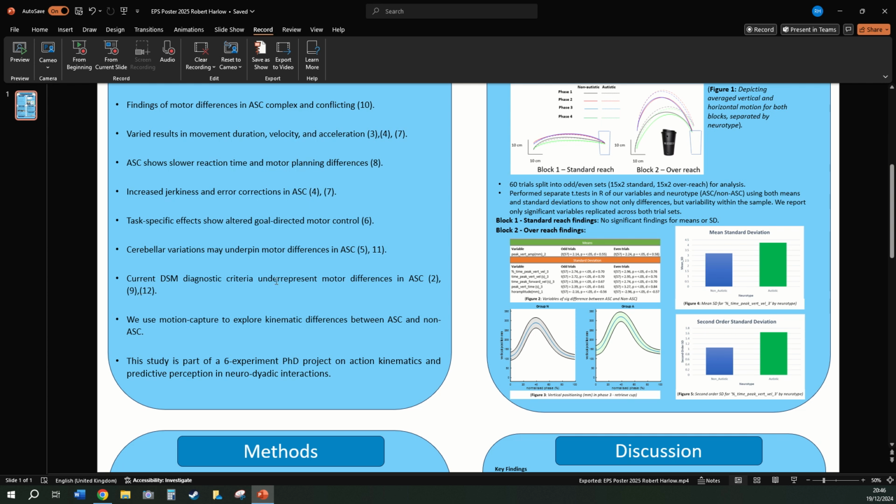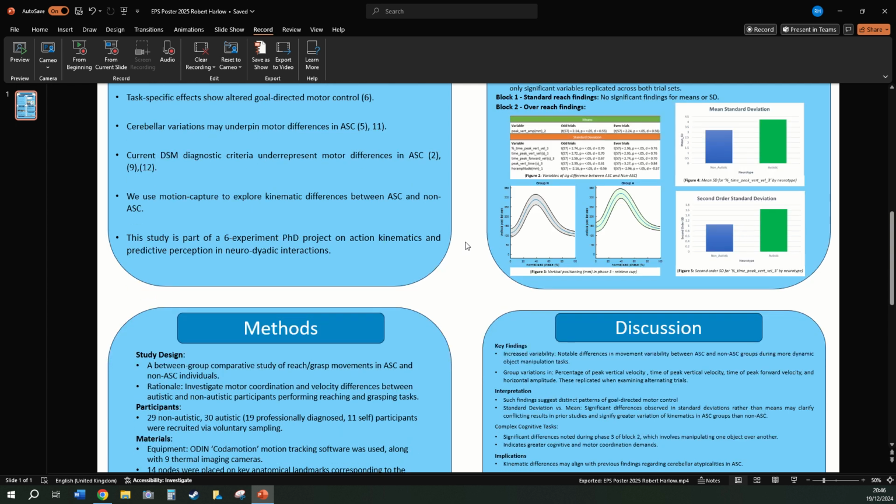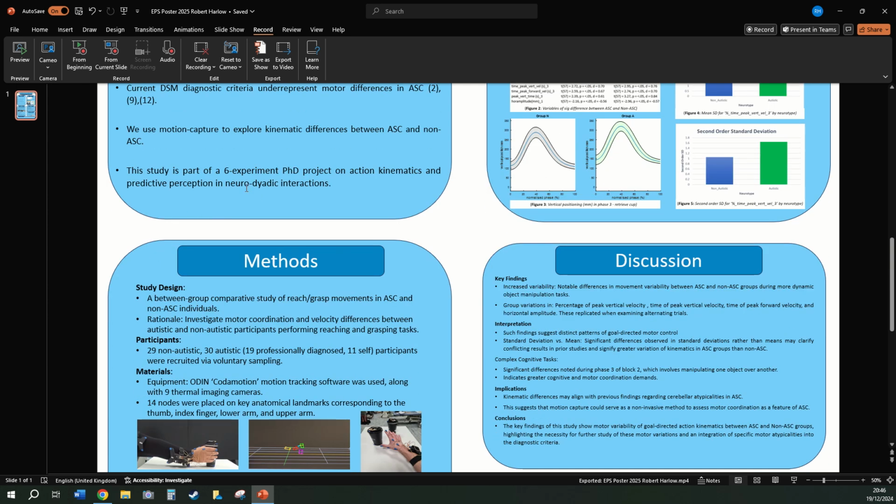Yet, the current diagnostic criteria underrepresent motor differences in autism. It's very, very vague in the DSM as to what motor differences occur. We use motion capture to try and explore the differences between autistic and non-autistic people. This study is part of a 6-experiment PhD project into action kinematics.